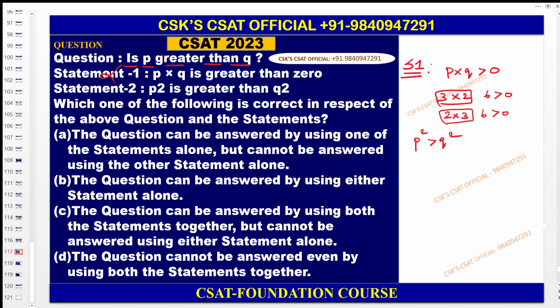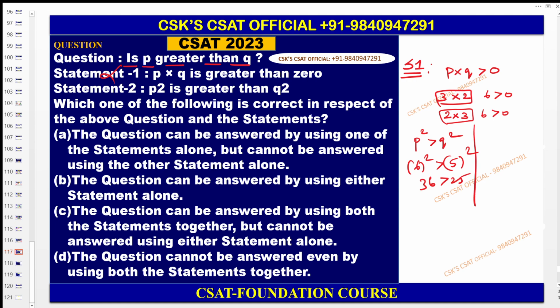Sir, is it square or P into 2? P square. Okay, sir. P square is greater than 2. So here, listen very carefully. You can take any value. So 6 square greater than 5 square. You can say this also. 6 square is 36, greater than 25. This is also possible.